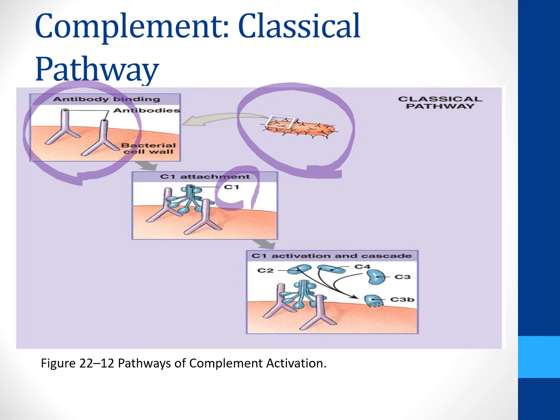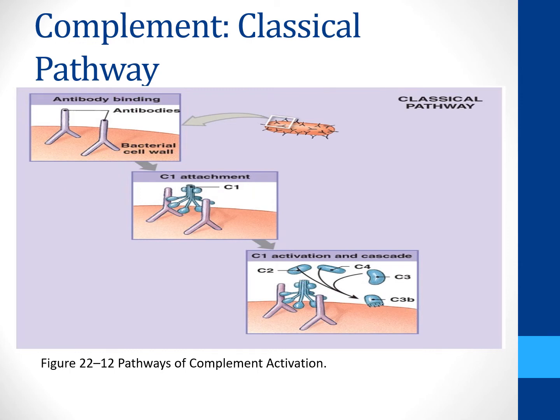Once that happens, that initiates this cascade where you've got all of these other complement proteins that are coming in and activating the inflammatory response. So that's the main purpose of complement, is to activate the inflammatory response. Here you can see that C3b is going to be binding to the bacterial cell wall and causing that opsonization, where you are enhancing phagocytosis.